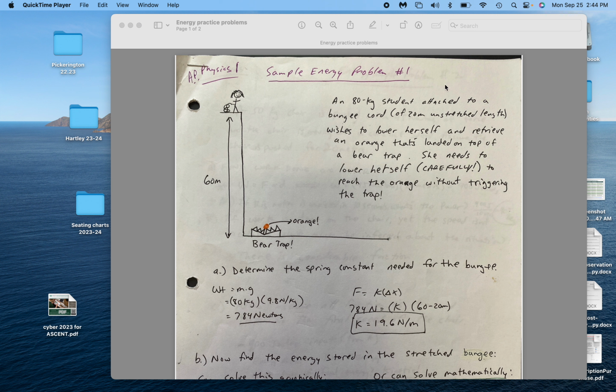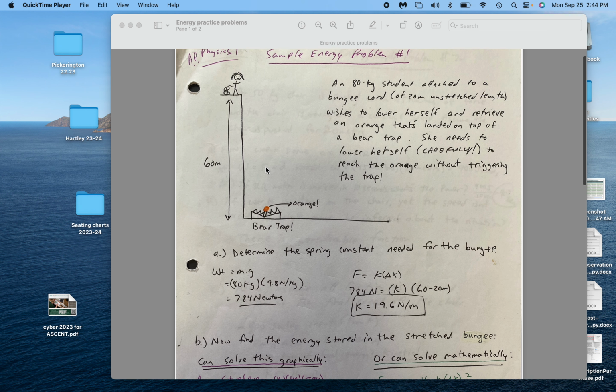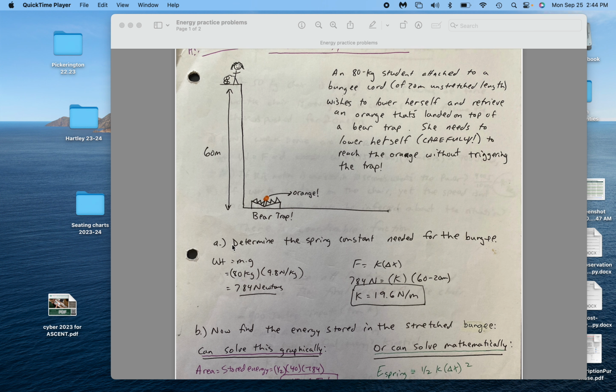Anyhow, here's sample problem number 1. We've got an 80 kilogram student up here. They're attached to a bungee of 20 meters of unstretched length, and she wishes to lower herself and retrieve an orange that's landed on top of a bear trap. That's unsafe, but she needs to lower herself carefully to reach the orange without triggering the trap. And this is a 60-meter height above which she's going to lower herself. So the key is determining the spring constant needed for the bungee in order for this to happen.